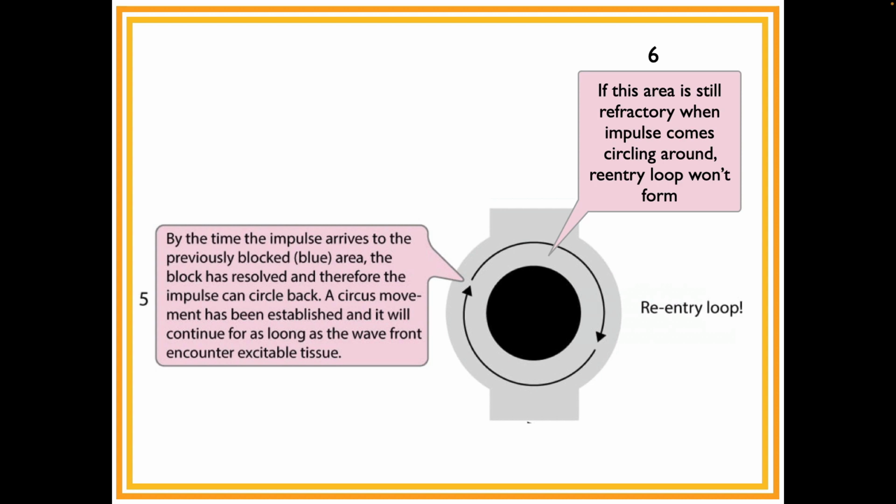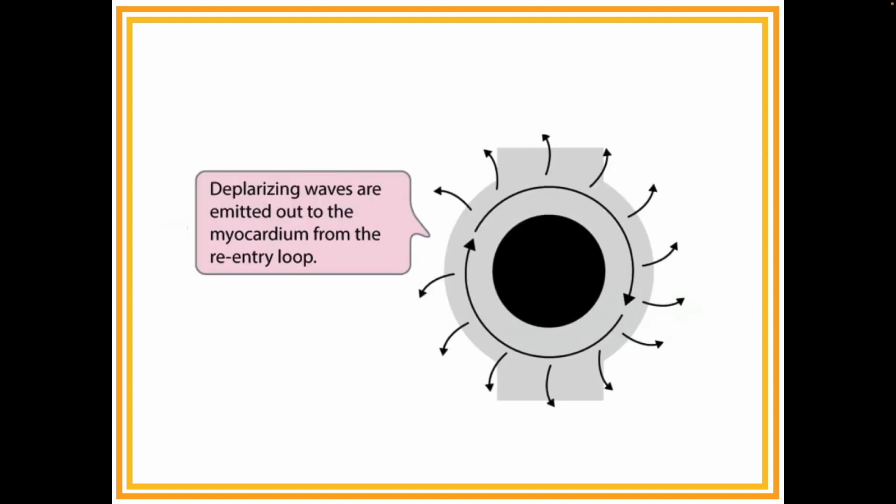And the thing that you need to know about these is when these re-entry loops are established, they tend to be very fast. So somewhere from 130 to 200, 220, okay? And as they go, they're throwing off an impulse. The electrical impulse is going round and round and round, and it tends to throw off these impulses.